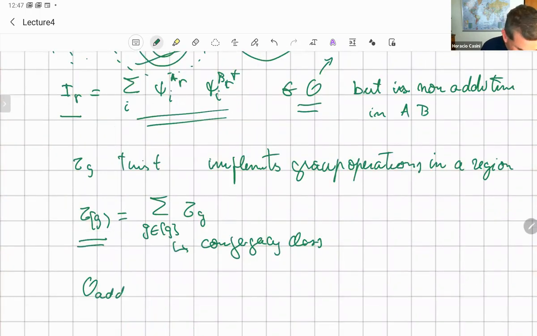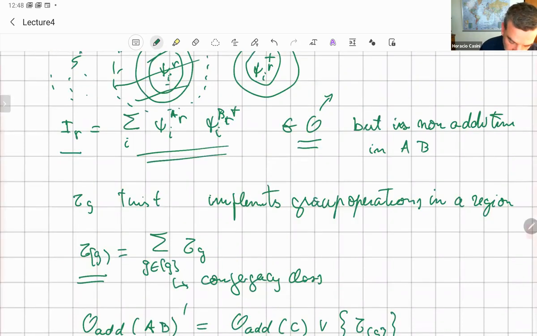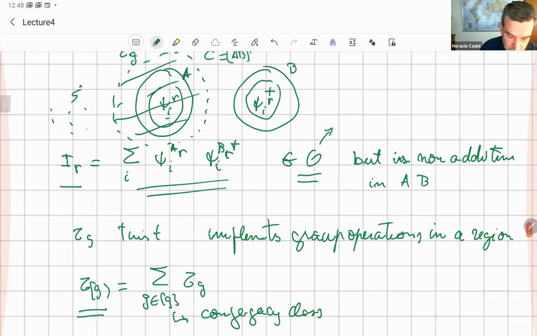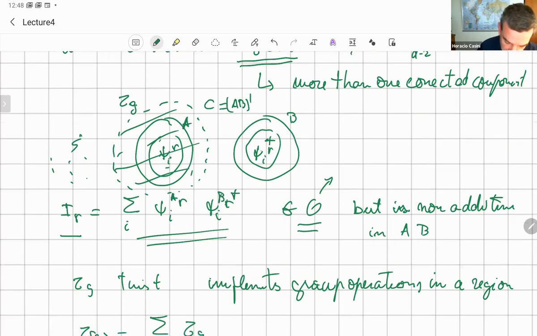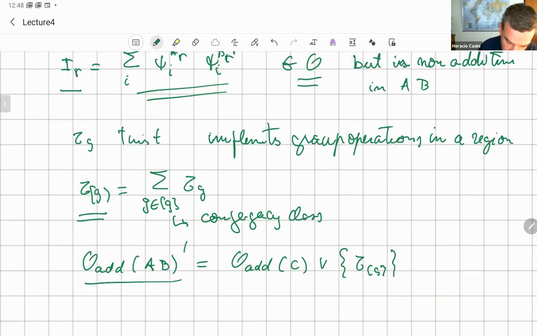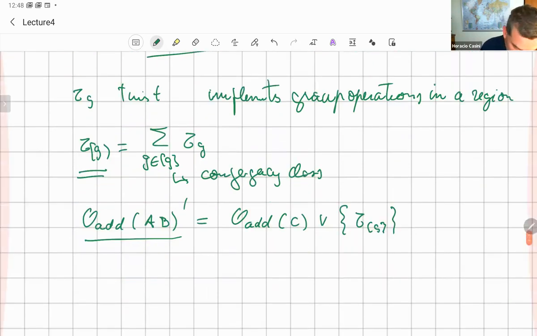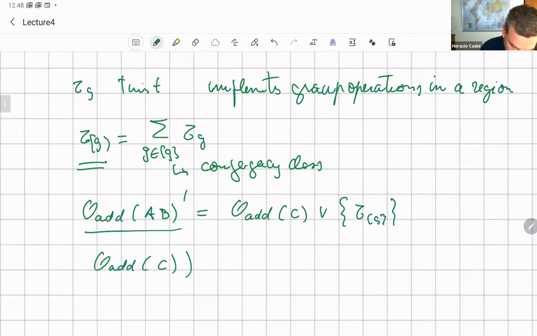If you take the additive algebra of AB prime, it will contain the additive algebra of the complement, naturally, but it will also contain the twist operators. Because the additive algebra of the two balls does not contain charge operators in any of the balls, the twist operator that implements the group operations will commute with these elements. So it will belong to the commutant of the additive algebra of the two balls. If you take the additive algebra of the complement and make the commutant, it will contain the additive operators in AB, but it will also contain the intertwiners.